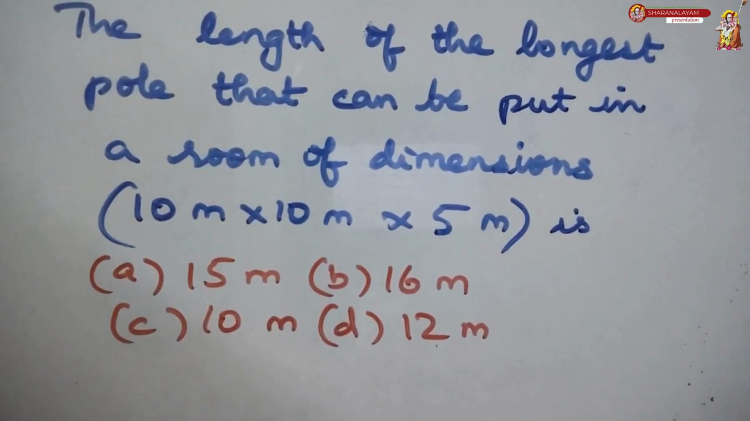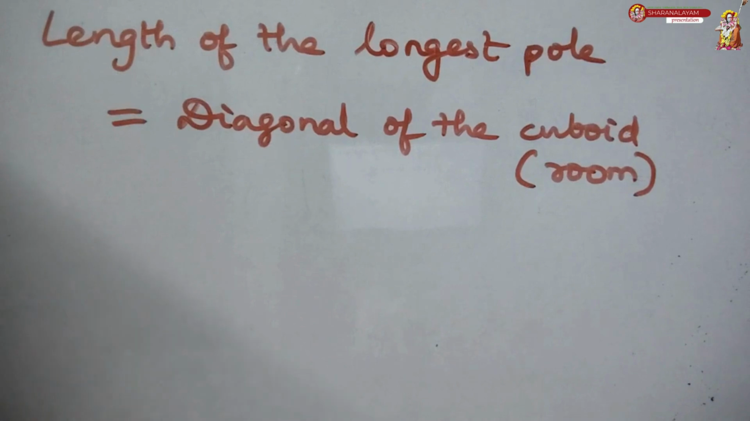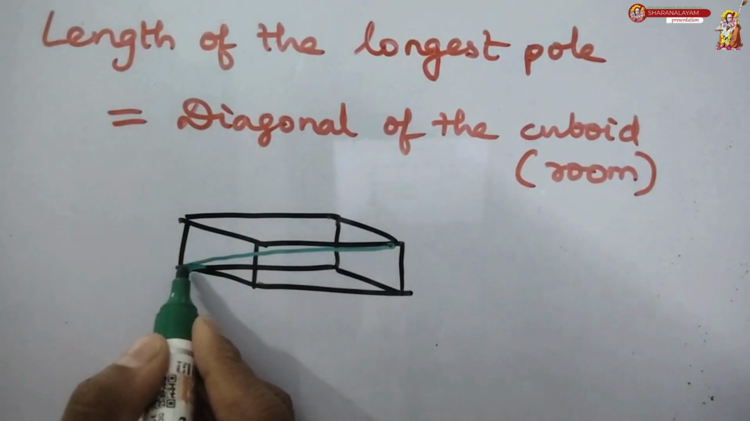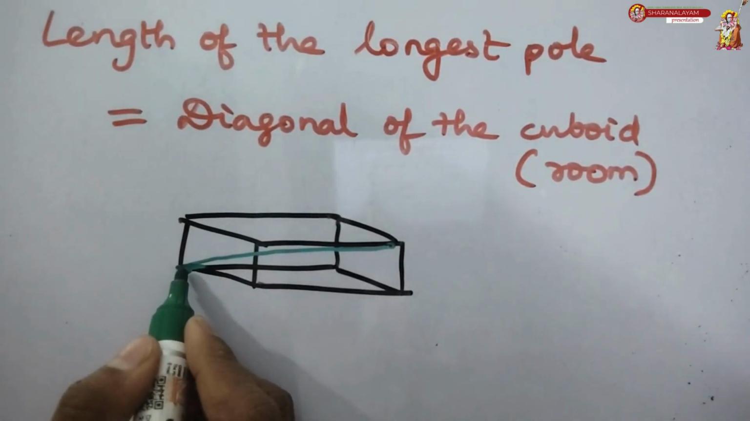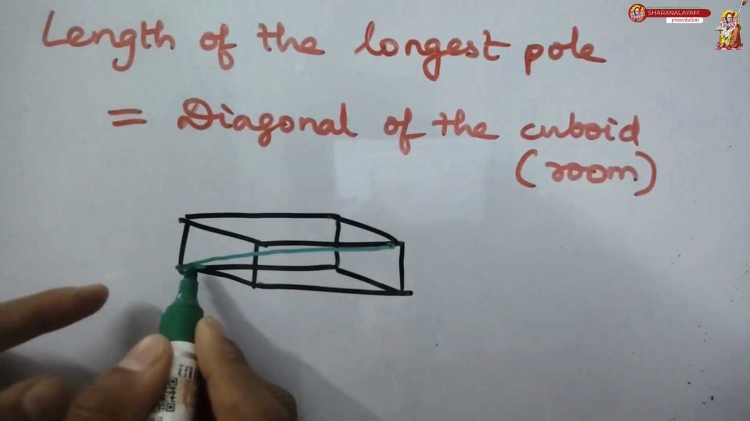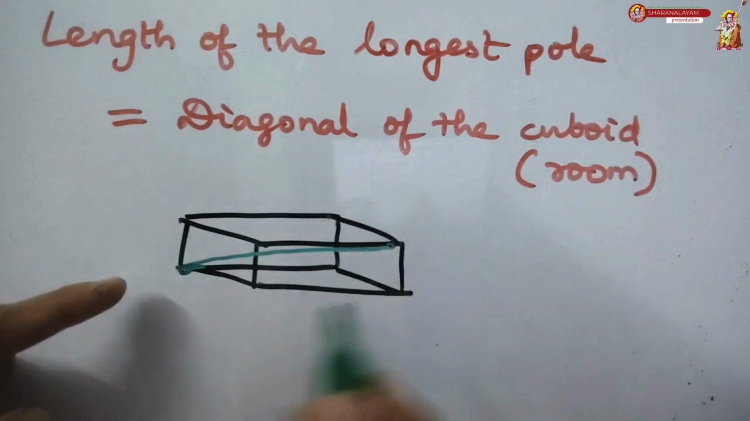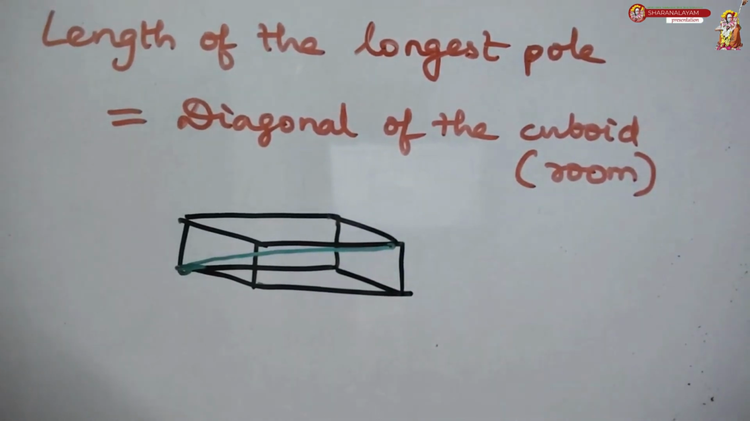Next question. The length of the longest pole that can be put in a room of dimensions 10 meter into 10 meter into 5 meter is either 15 meter or 16 meter or 10 meter or 12 meter. Now how will we do this? The length of the longest pole will be the diagonal of the cuboid, in this case the room. Say we are in a room. It will be from the bottom left corner of one side to the top right corner of the other side. So that's the diagonal.